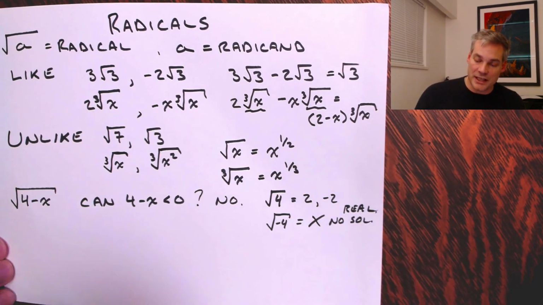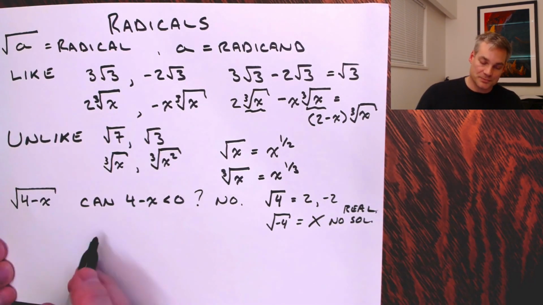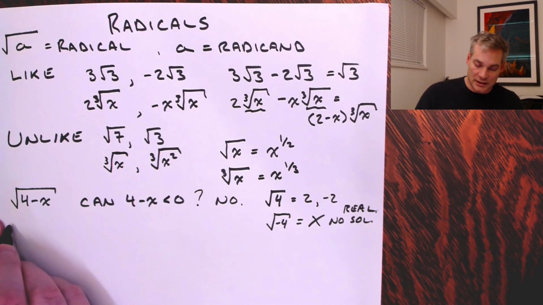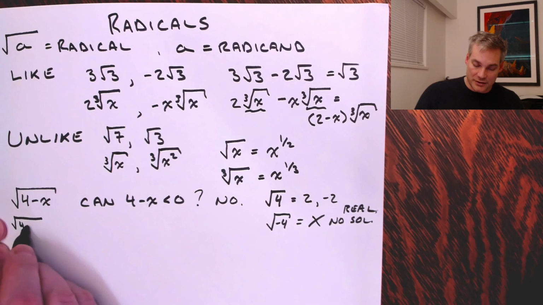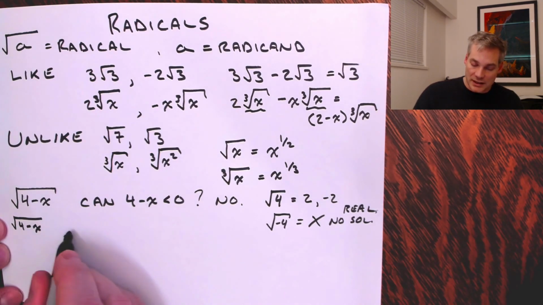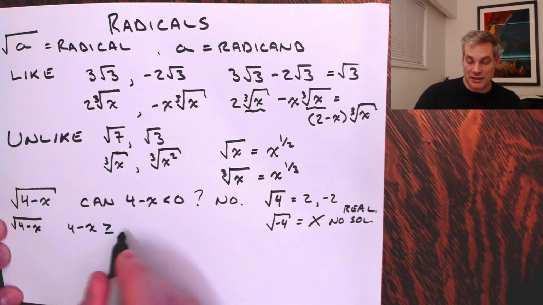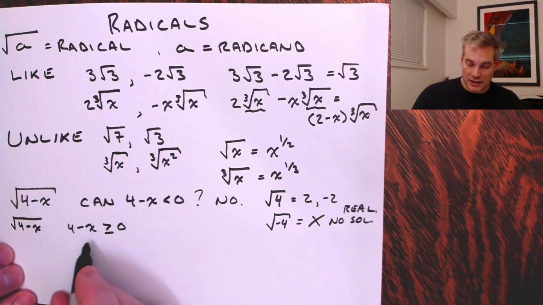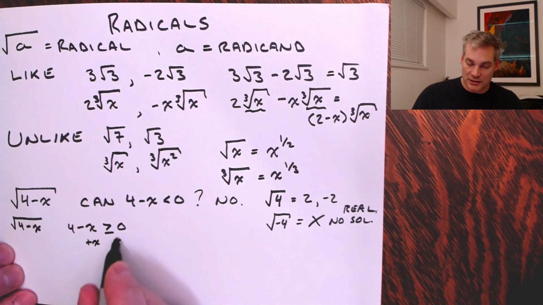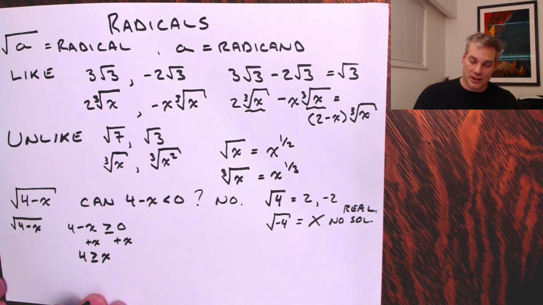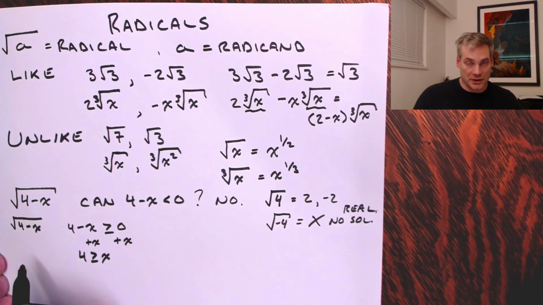Because in advanced math, there are imaginary solutions. So how would we solve this? Well, what we now know is that 4 minus x has to be bigger than or equal to 0. And if we add an x to both sides, that shows us that 4 has to be bigger than or equal to x. So that's a pretty useful thing, and you'll need to know how to do that.